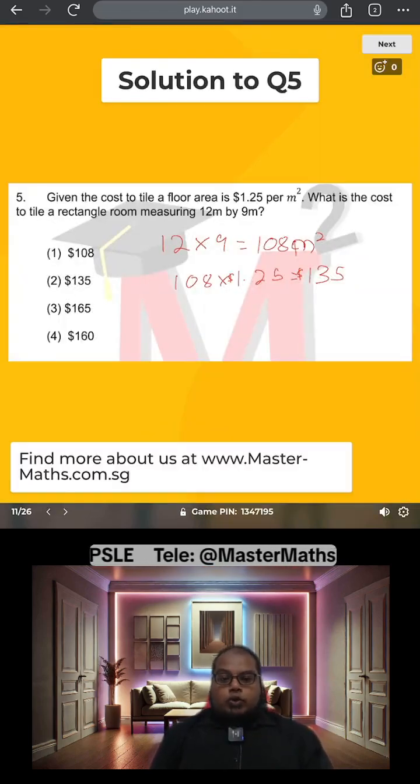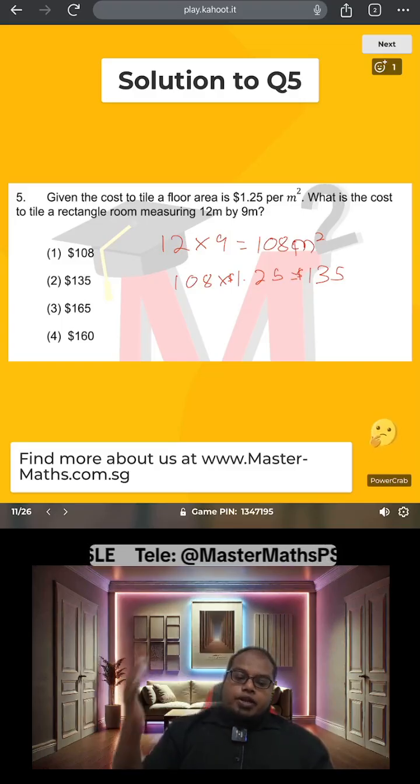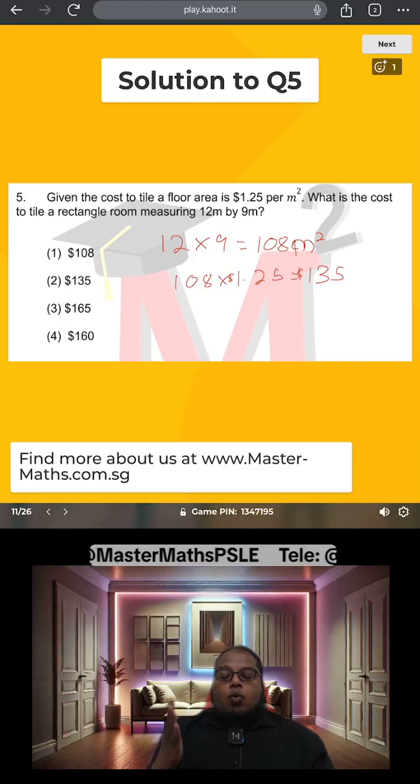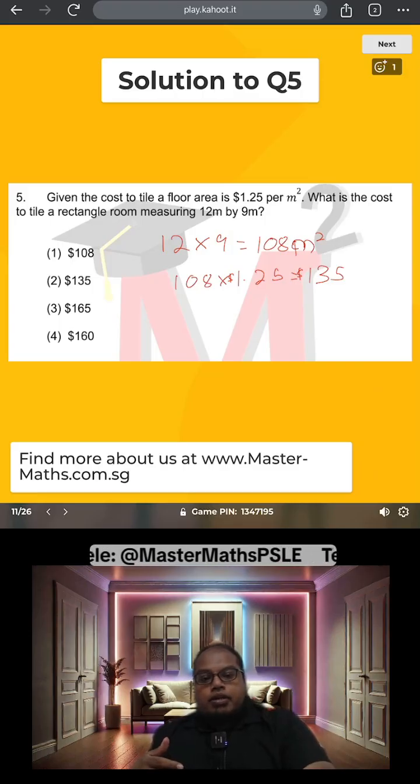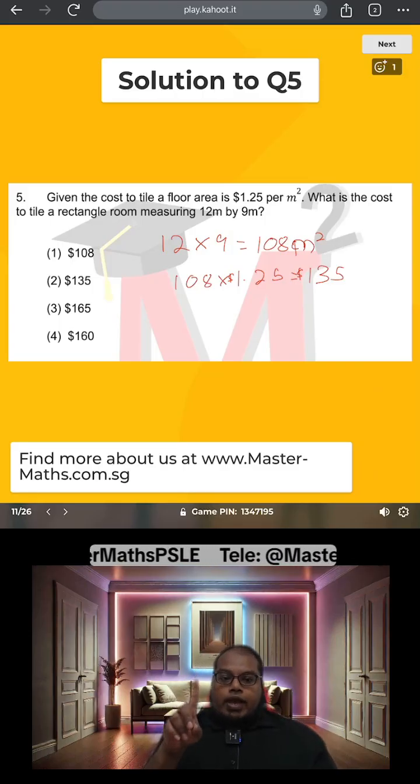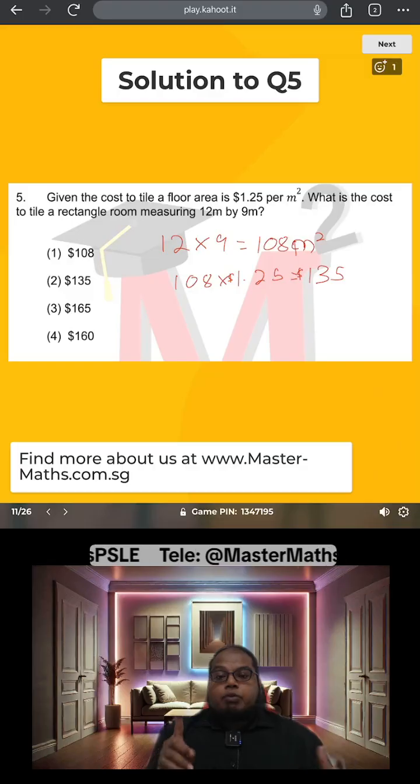So how do we do this question? We can first find it in terms of area. The area of the floor is 12 times 9, which is 108 meter square. The question already says $1.25 per meter square. What does this mean? It means that for every 1 meter square, it is $1.25. So 108 times $1.25, and we get $135. Okay, good job, Fazrin.